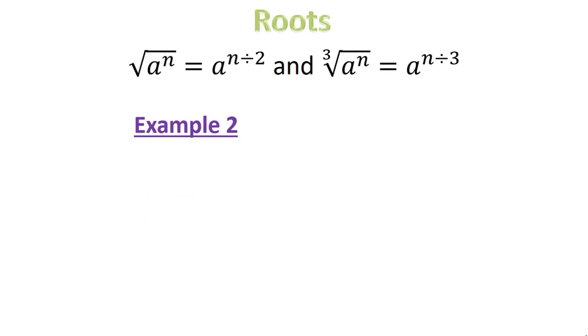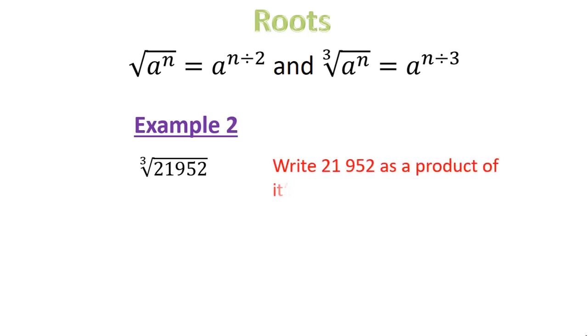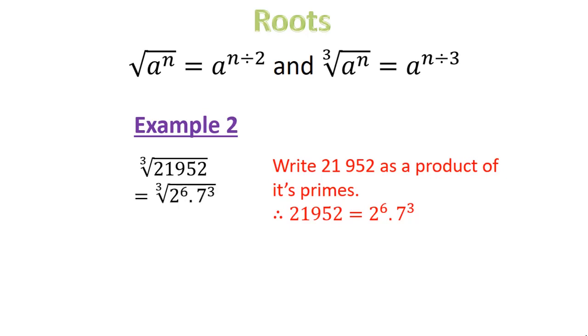Let's look at example 2. Here we have the cube root of 21,952. Let's look at how we do this. Firstly, we write 21,952 as a product of its primes. Therefore, we can say it equals 2 to the power of 6 times 7 to the power of 3. And we rewrite it: cube root of 2 to the power of 6 times 7 to the power of 3.